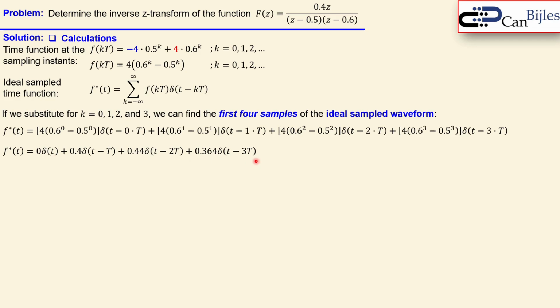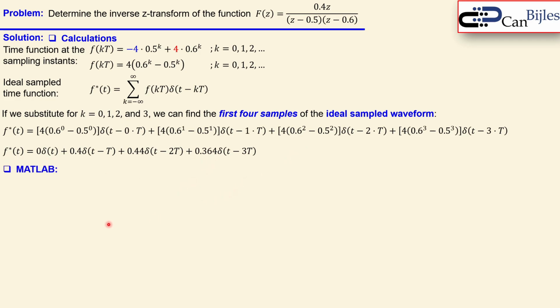So this is now the worked out version. You see here only delta t, and here delta t minus capital T, because this is just 1T, and you have here 2T, and you have here 3T. So this is now the expression. You see that this is indeed 0, the coefficient in front of the first sample. For the second sample we have 0.4, because it's 4 times 0.1. The next one is calculated as 0.44 and then 0.364. Okay, now this is our result.